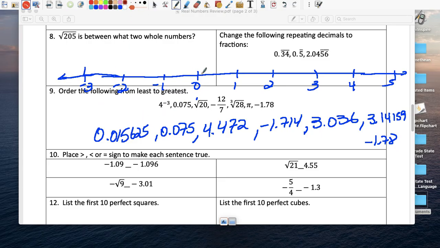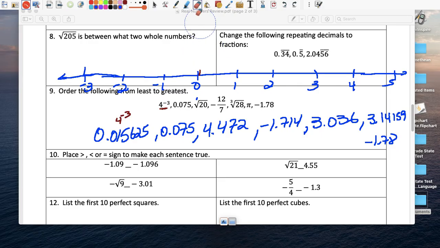Let me change colors. 0.015625. So that's very close to 1 penny. It's a penny, almost close to 2 pennies. So it's right here. Which is this guy right here. So I'm just going to put this on top. Actually, I'm going to write that this is 4 to the negative third power, right? It's equivalent. 0.075, where is that? That's a little bit to the right of this, right? That's about a penny and a half. This is more than a penny and a half, but it's still bigger.